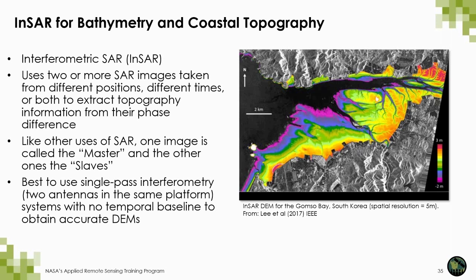Accurate intertidal DEMs require a short temporal baseline, and therefore it's usually recommended to use single-pass interferometry. This is data from systems that have two different antennas on the same platform, instead of data from two different systems. As for mangroves, we highly recommend watching the forest mapping and monitoring with SAR data ARSET webinar, where our colleague Erica Podest goes into much more detail regarding the specifications of SAR data and how to use them.